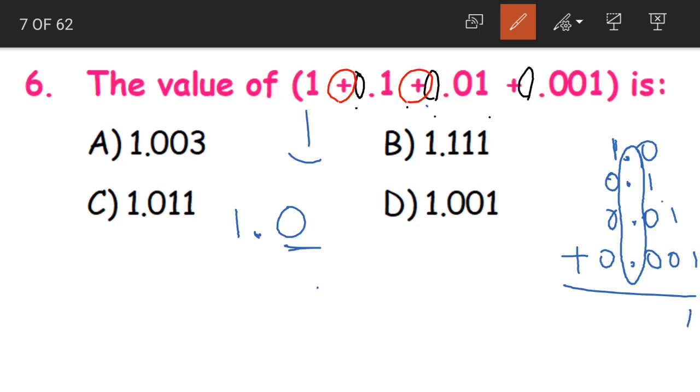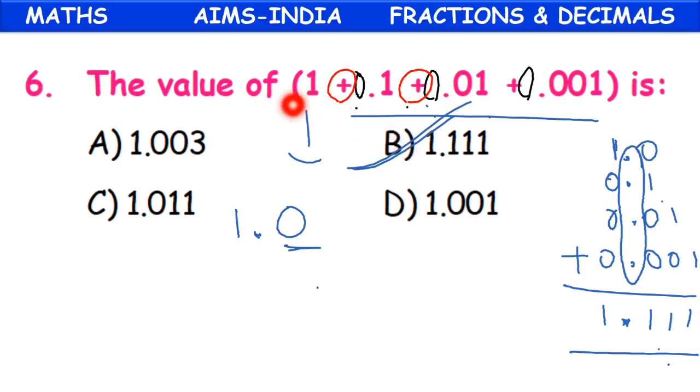Now when we add, 1, 1.1, 1.111 is our sum for the given numbers. Option B, 1.111, is the value of our statement, 1 plus 0.1 plus 0.01 plus 0.001. Now from this question, what did we learn new here?